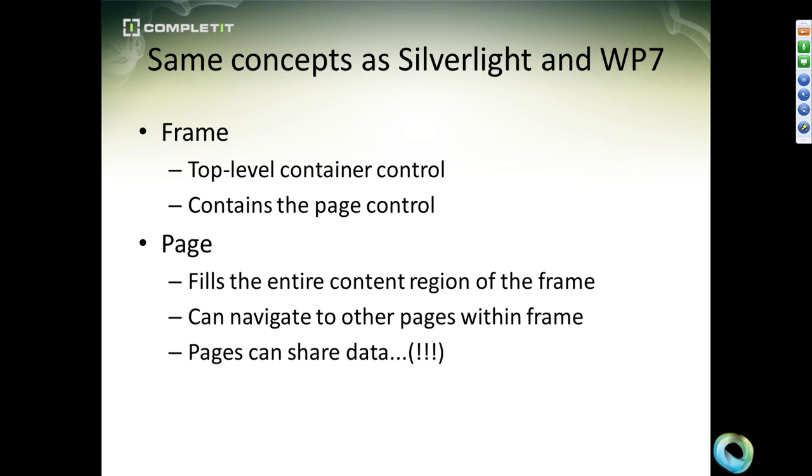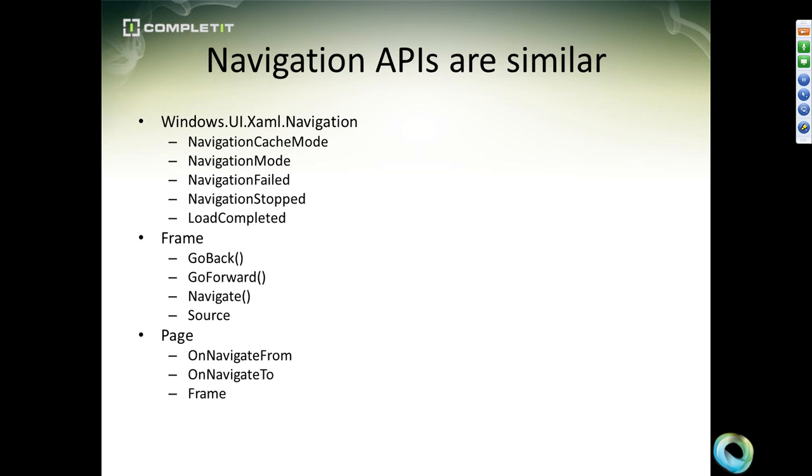Now there's something, the last line that says here, pages can now share data. That was not the case in Silverlight. That's correct. Coming back to that in just a second. So the navigation in Windows 8 applications use the same API as in Silverlight or in Windows Phone. That's also more or less the same thing.